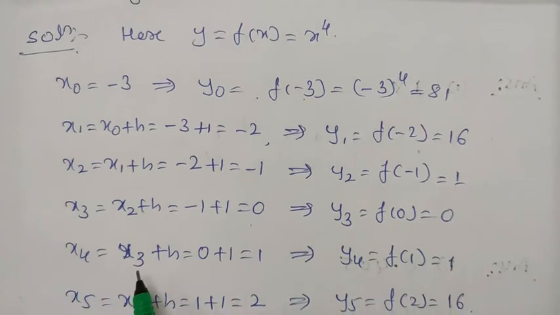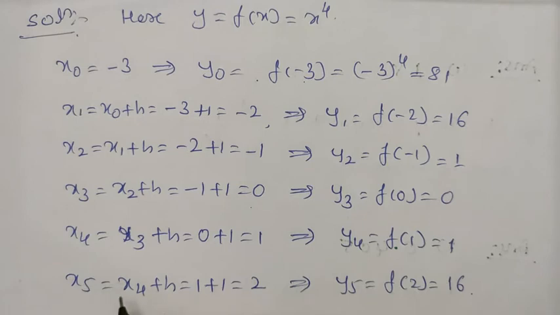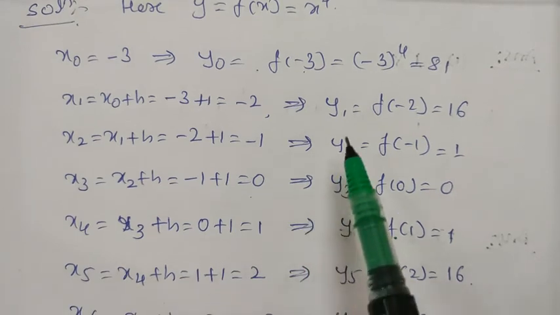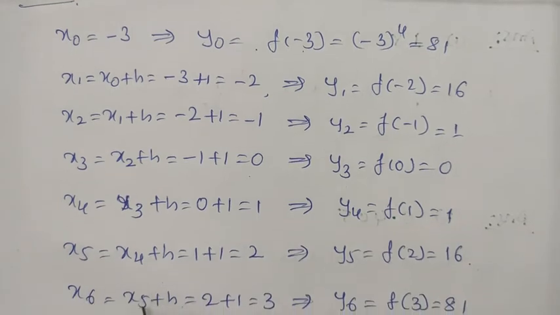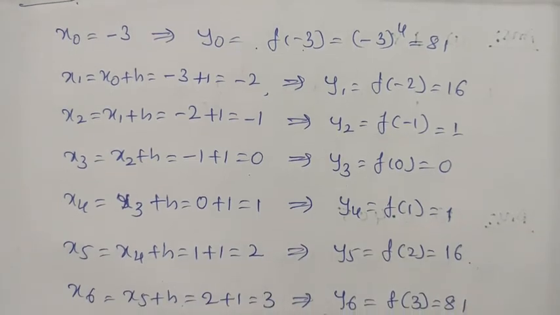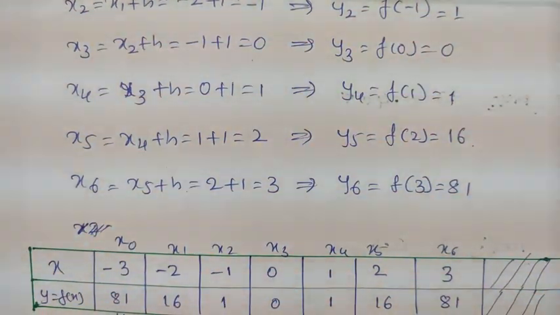And x4 is x3 plus h, that is 0 plus 1 is 1. At the same time y4 is 1 raised to 4 is 1, because f of 1 means put x equal to 1 in this. And x5 is x4 plus h, so x4 is 1, and 1 plus 1 is 2. This implies y5 is 2 raised to 4, that is 16. And lastly x6 is x5 plus h, that is 2 plus 1 is equal to 3. This implies y6 is f of 3, which is 3 raised to 4, that is 81. If you want, you can write all these values in a table form.